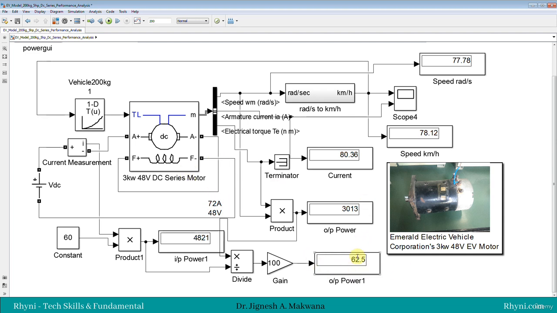So this is how you can analyze the performance of the motor with power and efficiency within the simulation model. So try to check out the performance of the model you have developed by measuring the efficiency of the model within simulation. Thank you.